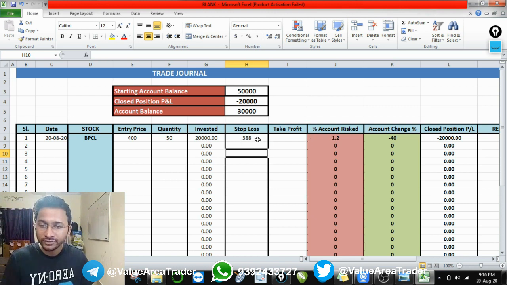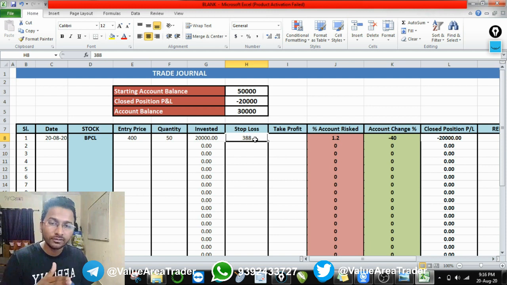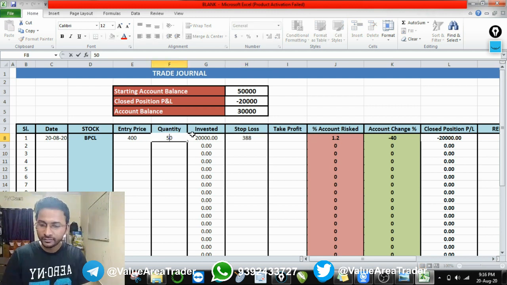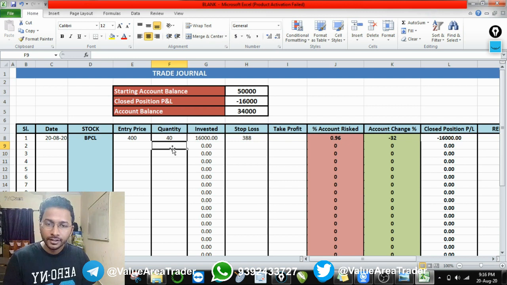Let's say you know that your stop loss should be 388. There are two ways you can manage it. Either you can change your stop loss, or you can change the quantity. Both ways you can maintain your risk reward. If I put the quantity to 40, let's see what happens. I can see the percentage of account risked is less than 1 now, that is 0.96.